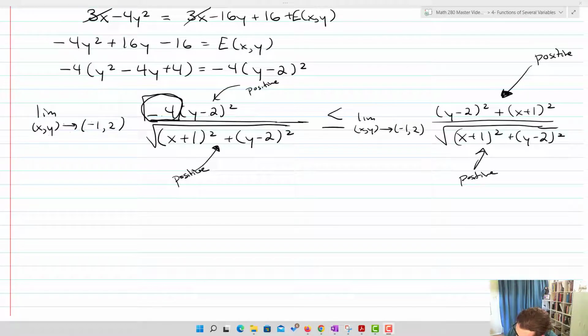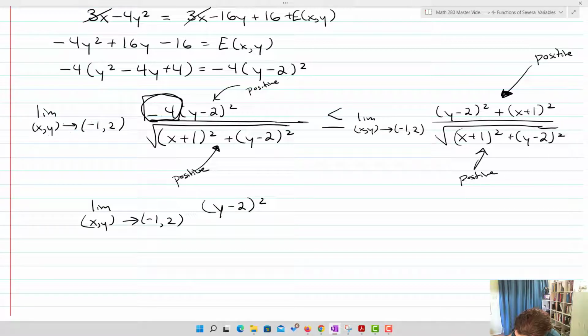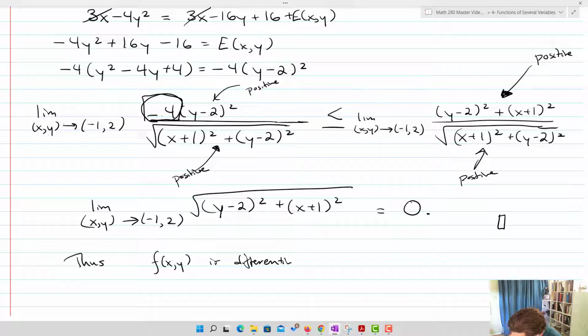So this is what happens then. We get the limit as xy approaches negative 1, 2, and now we have y minus 2 squared plus x plus 1 squared, but now square root because we're dividing through by the square root. Plug in the values for negative 1 and 2, and we get 0 by substitution, and we're done. So thus, f of xy is differentiable at negative 1, 2. There we go.